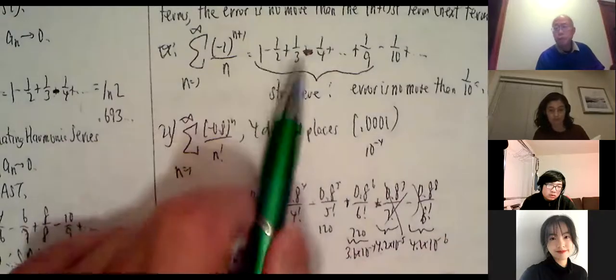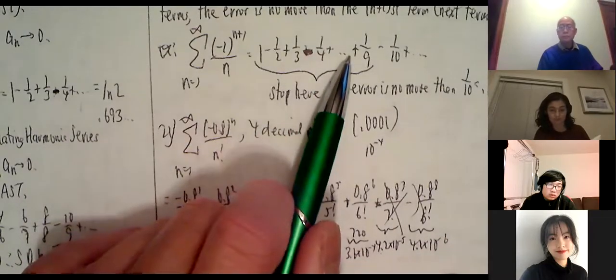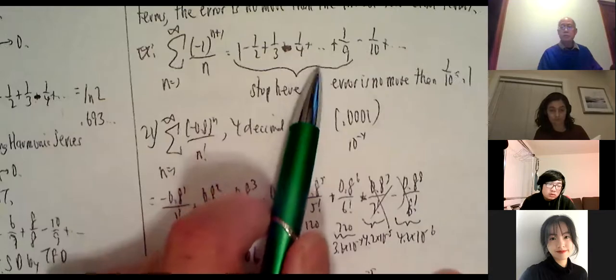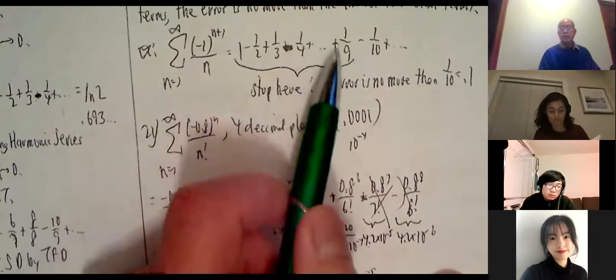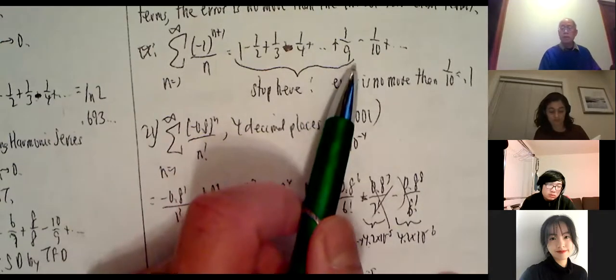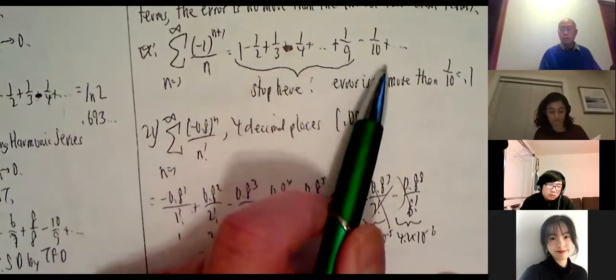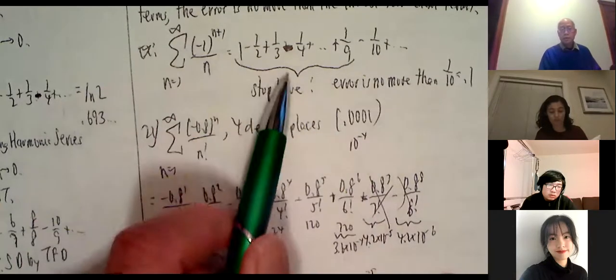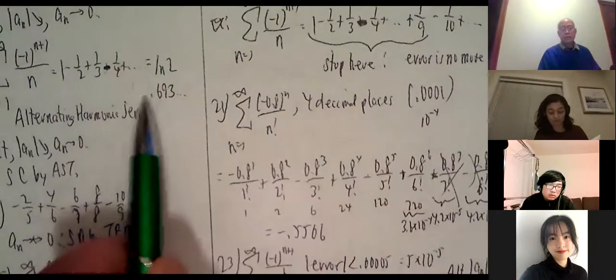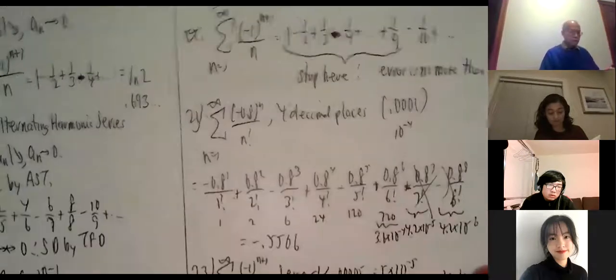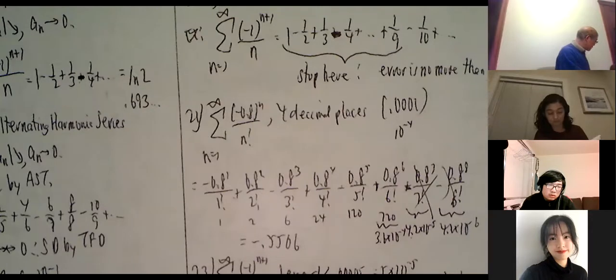And since these terms approach 0, right? These approach 0. You can get as accurate to 1 in 1,000, 1 in a million, 1 in a billion, 1 in a trillion. Just go out far enough, punch it in the computer, and you get 0.6931 or whatever.